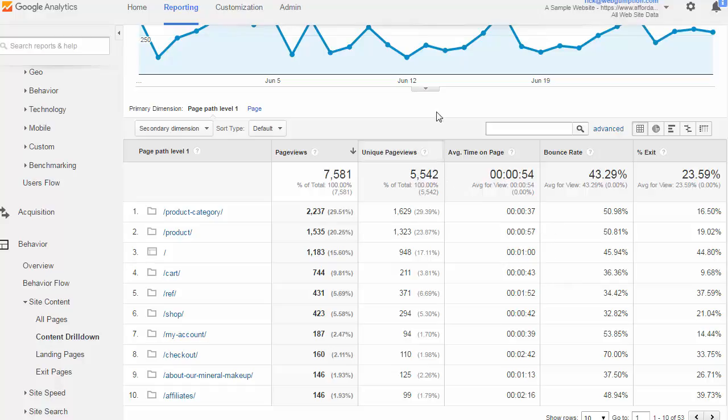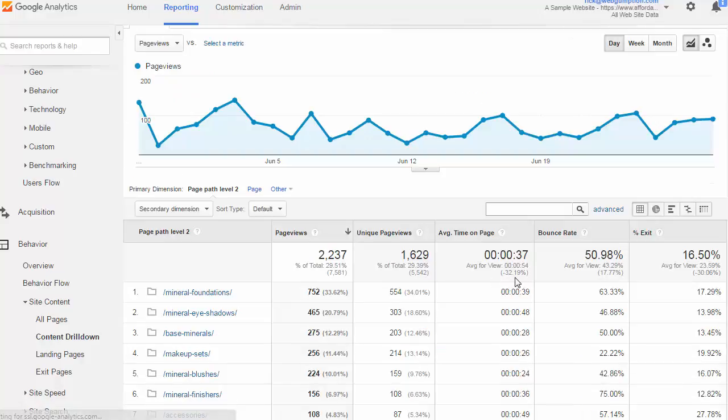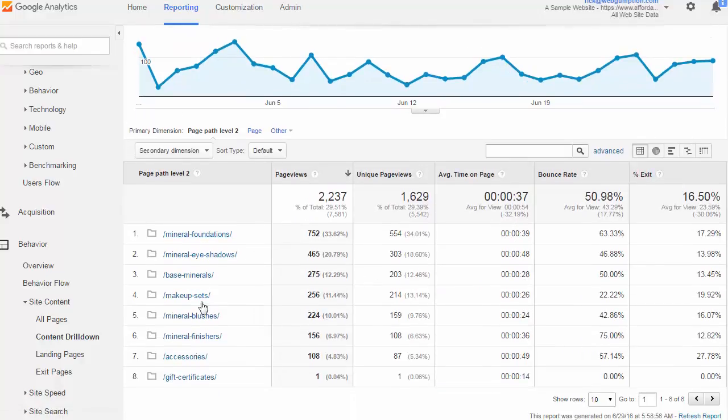This is actually called the Content Drill Down Report because we can drill down. So if I want to look at specifics related to the product category section of my site, I simply click on that link, and that'll drill me down into the actual categories themselves. So this would be like the next level.